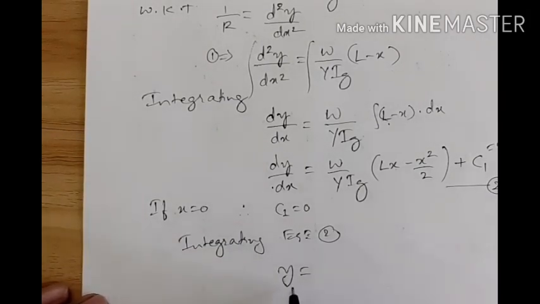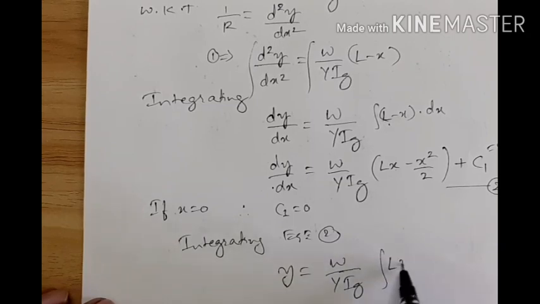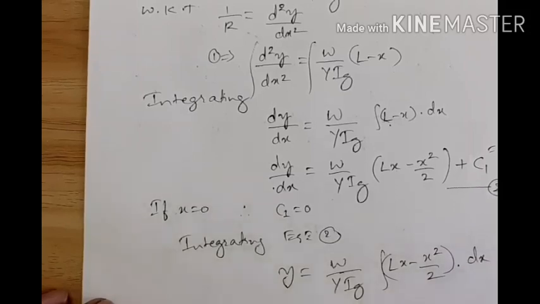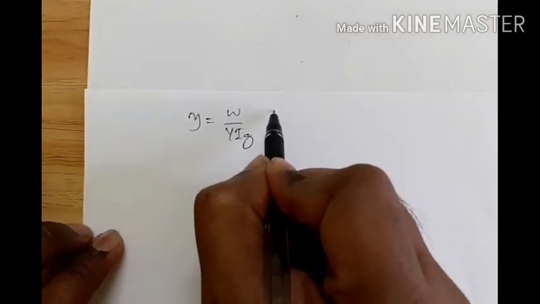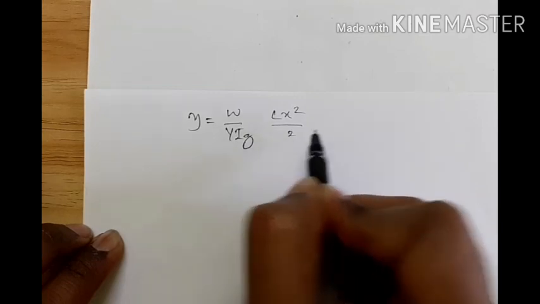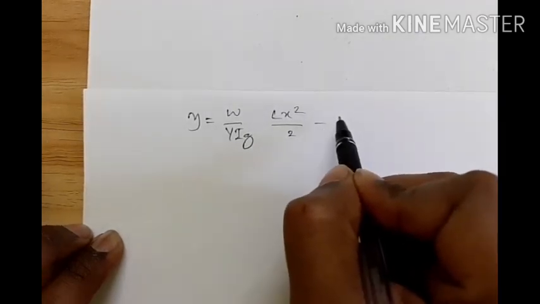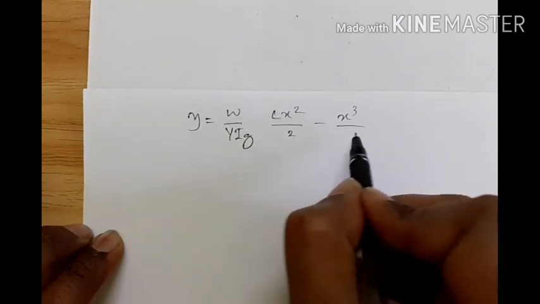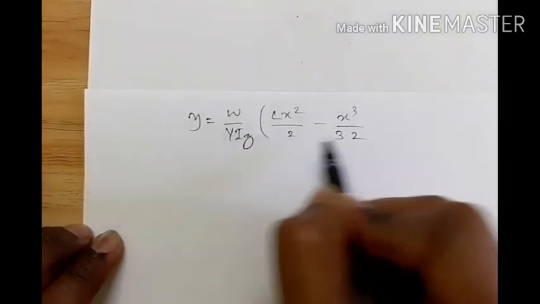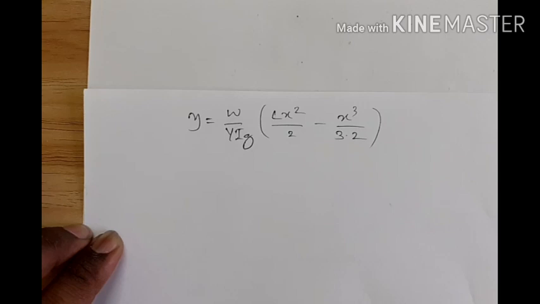What we will get by integrating equation 2 is y is equal to, now slowly we are coming towards the depression of the single cantilever. So y is equal to w divided by y ig, this is constant, and let us integrate Lx minus x square divided by 2 with respect to x. Integration of Lx is Lx square divided by 2, and integration of x square is x cube divided by 3. Already we have 2 over there. So this is the value of integration, with the constant C2.